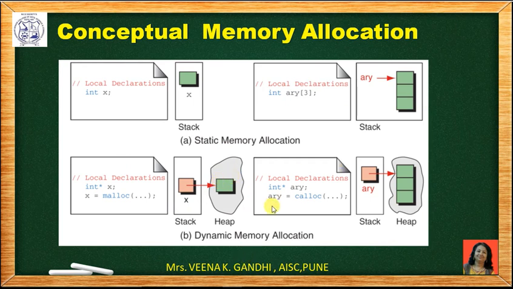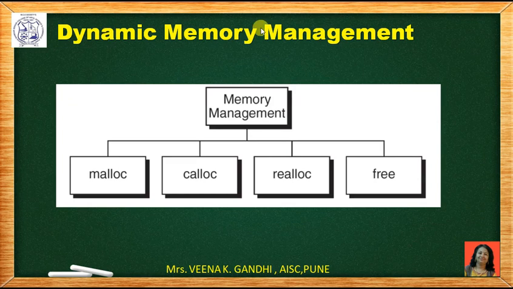Same thing here, array. We allocate the memory using calloc for the array. So the array variable is stored in the stack, but it is pointing to the first byte of the heap memory area. Dynamic memory management. C language provides four functions for dynamic memory management. The first function is the malloc function. Second is the calloc function, then the realloc function, and to destroy the memory, the free function is used.